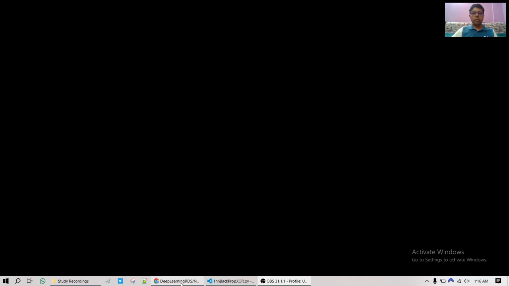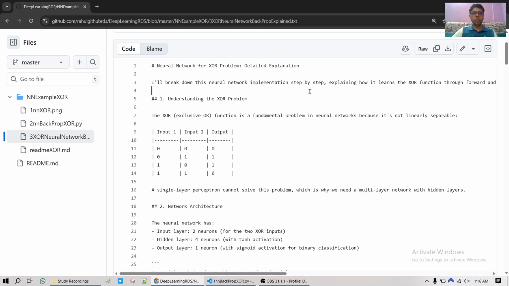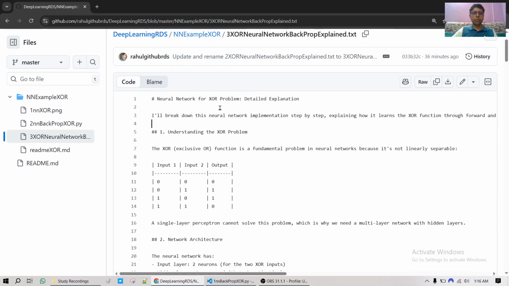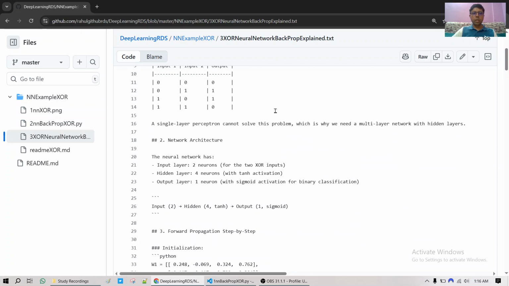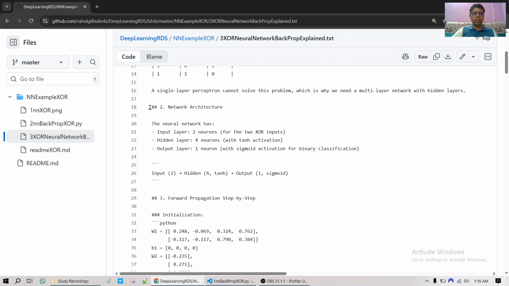Hey guys, let's move ahead. So we are going to simulate the things as we understand the XOR problem. This is what input and output. We are using single layer perceptrons. And this is the structure of the neural network as I have explained, right?